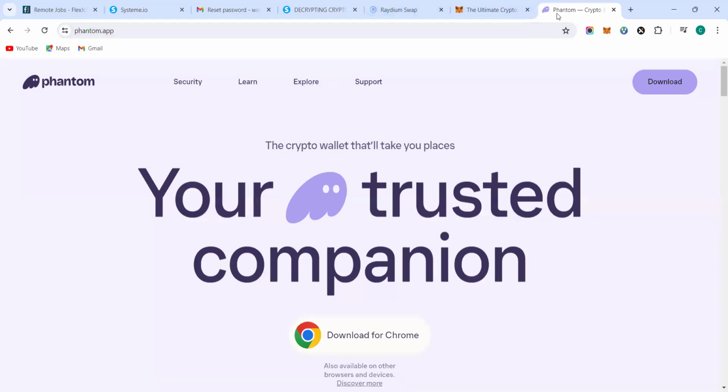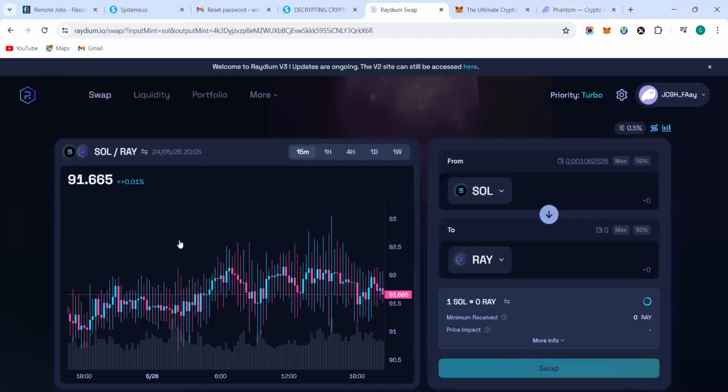So yeah, you need a wallet. And once you get a wallet, the next thing you need is a DEX, or what we call a decentralized exchange. On the Solana blockchain, this is Raydium, right? This is where you are going to actually buy and sell crypto, right?